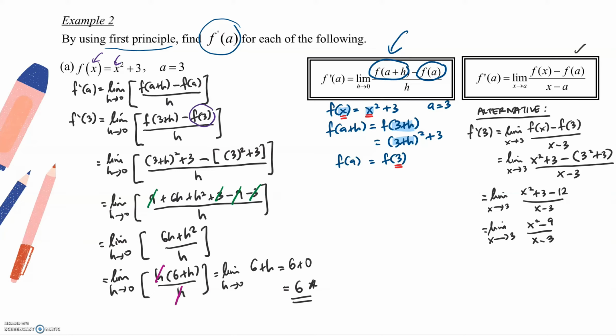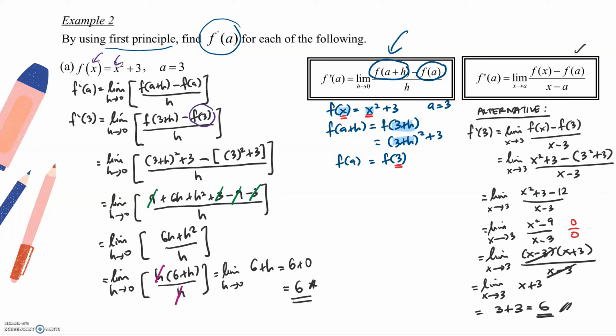So when we substitute x equals 3, we have 0 over 0. So we have to factorize x squared minus 9. We substitute 3. So we have 3 plus 3 is equal to 6.